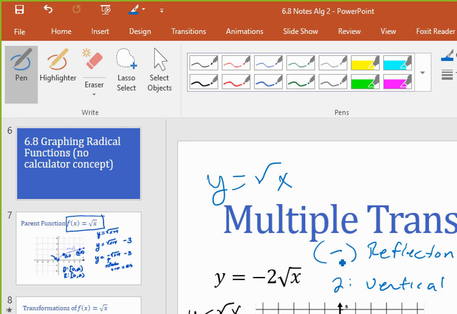Okay, so my domain on this one, my possible x values, well, the smallest it can be is -1 because I shifted over 1, all the way to infinity. And then my range is negative infinity because it's going to keep going down, down, down. So I'm coming up all the way to -3 inclusive.